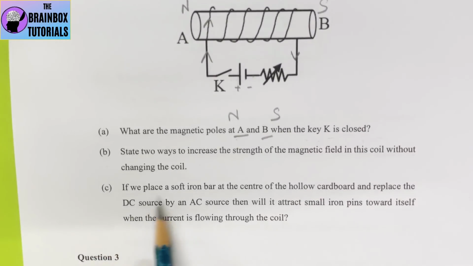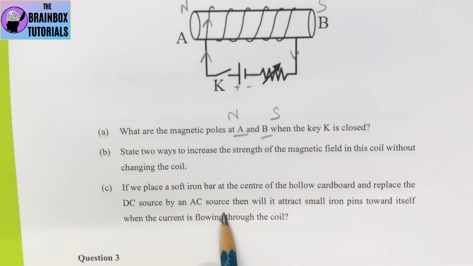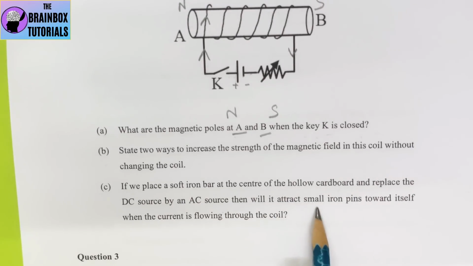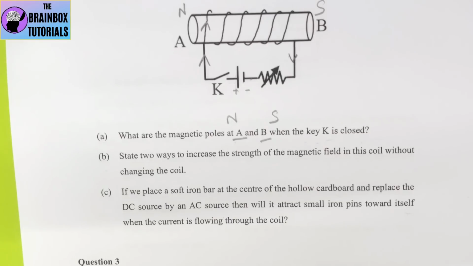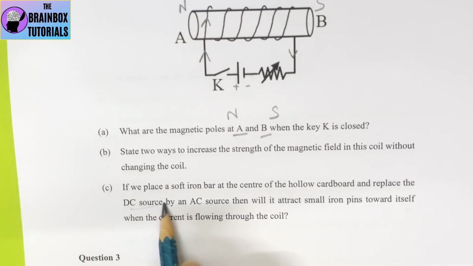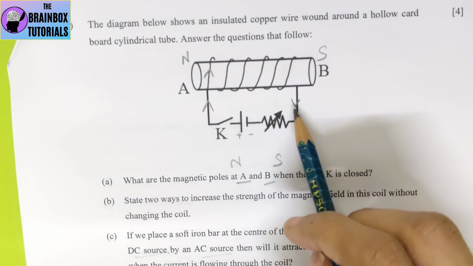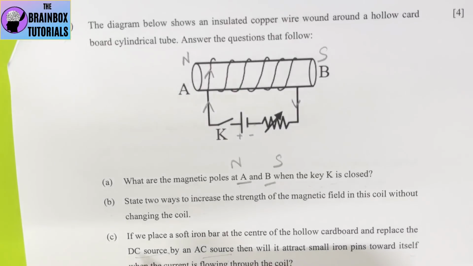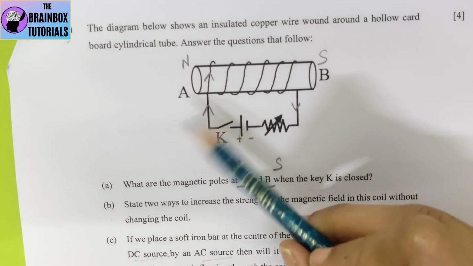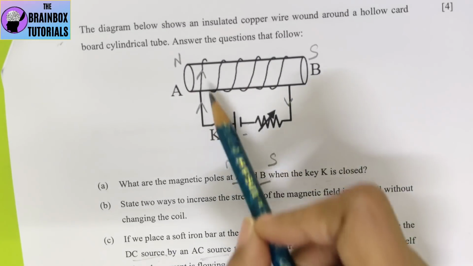Number C, if we place a soft iron bar at the center of the hollow cardboard and replace the DC source by an AC source, then will it attract small iron pins toward itself when the current is flowing through the coil? See, if a current is flowing through a coil, it also creates magnetism. That means magnetic field is created. So whether a DC source is there or AC source is there, because current is flowing, because in AC source, the only difference between DC and AC source is that when a current is flowing through a DC source, the poles are same always. But the poles keep changing in AC source.